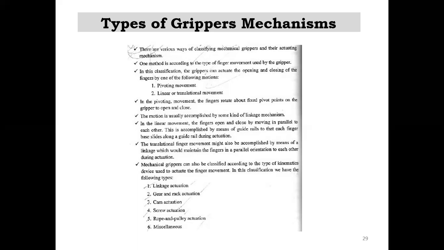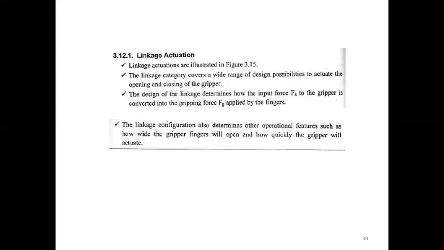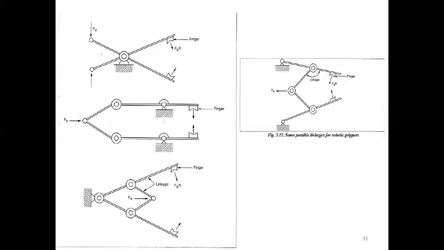Okay, these are the following types of mechanical grippers: linkage actuation, gear and rack actuation, cam actuation, screw actuation, rope and pulley actuation, and miscellaneous. So these are the examples. The linkage category covers a wide range of design possibilities to actuate the opening and closing of the gripper. Okay, these are the linkage concepts.